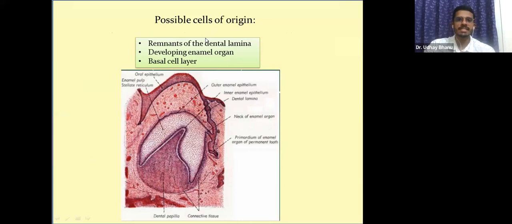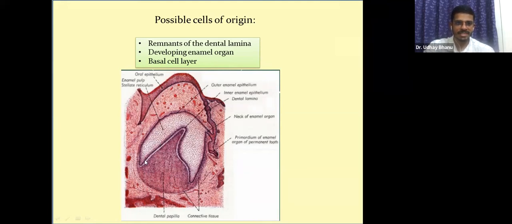Coming to the possible cells of origin. The cells of origin for an ameloblastoma can either be the remnants of the dental lamina, which are also known as the cell rests of Serres, the developing enamel organ, and the basal cell layer of the oral epithelium. Now, when we talk about the enamel organ, this is how it will look. There will be a cap-shaped structure here, which represents the epithelial component because of its direct continuity with the surface epithelium. And then you have the ectomesenchymal component, which is spread over the space, which has the blood vessels and the supporting stroma or connective tissue.